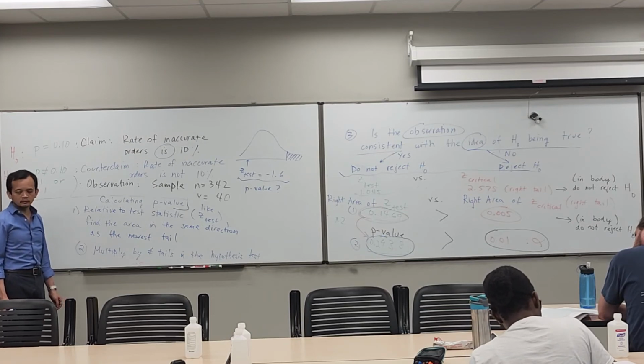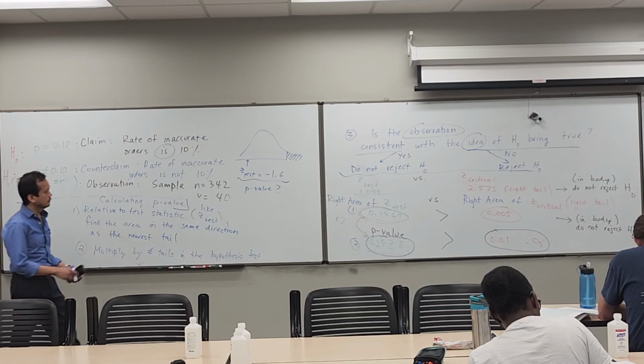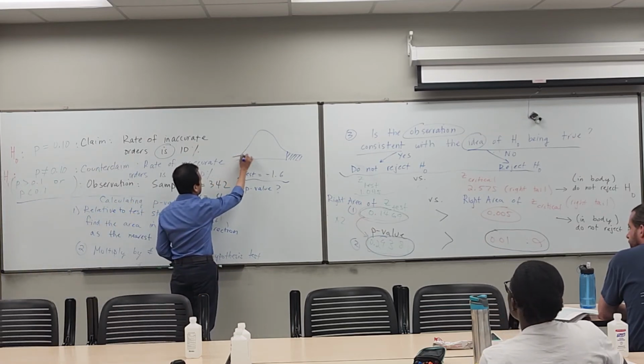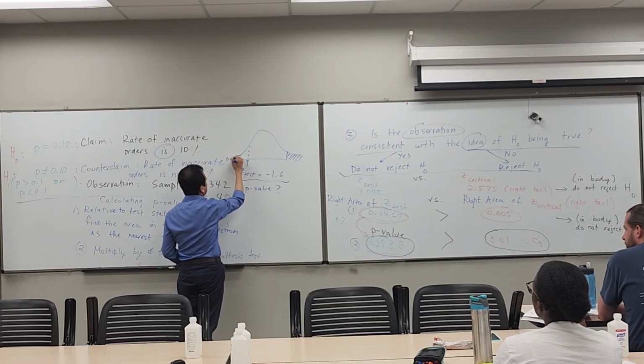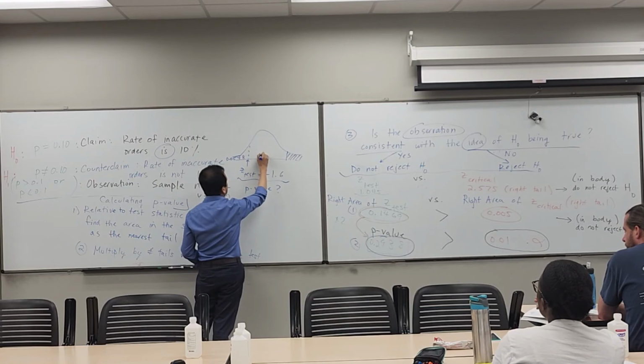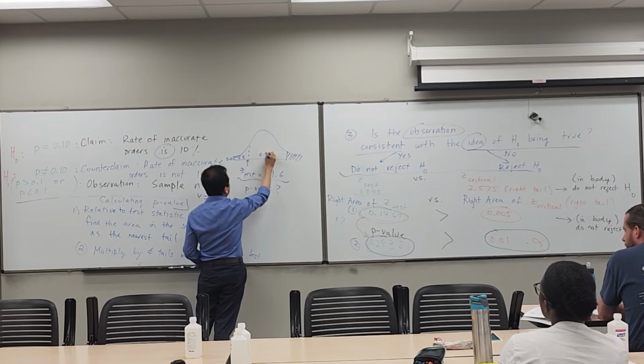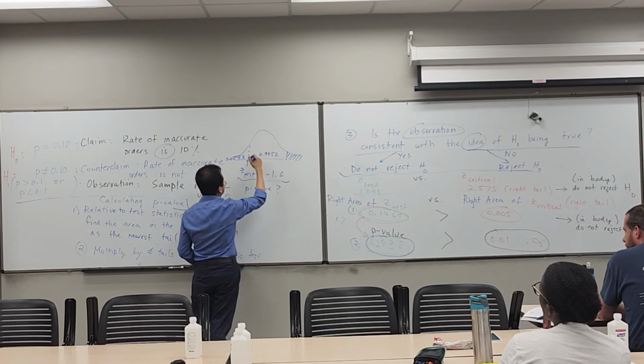Since the left area at the z-score is 0.0548, and we have a right tail, that means the right area. So when I do that, the right area is 0.9452, and since we only have one tail, that's our p-value. Okay, very good, so let's talk about that.